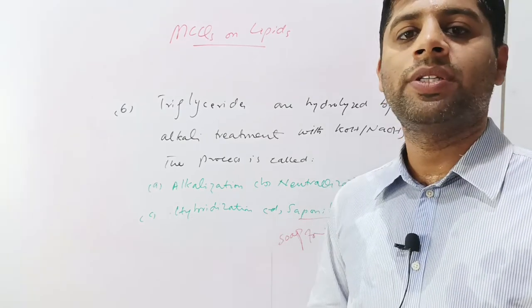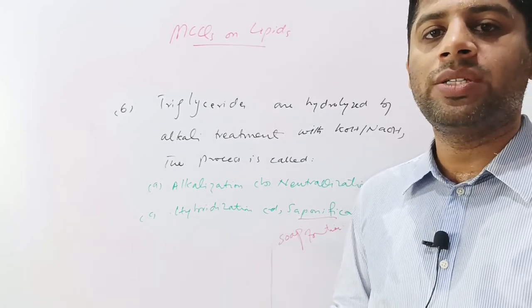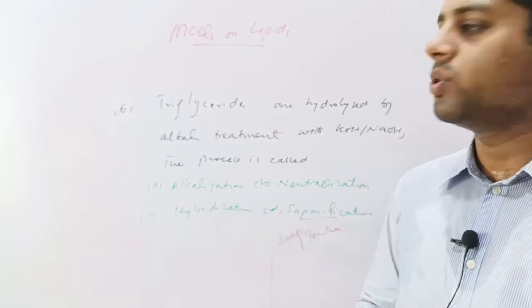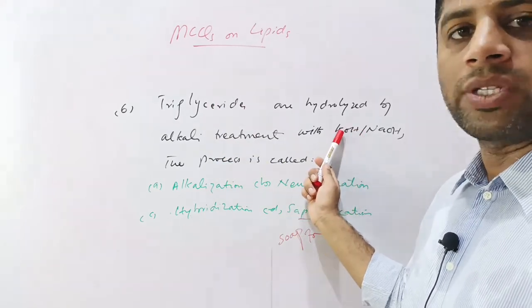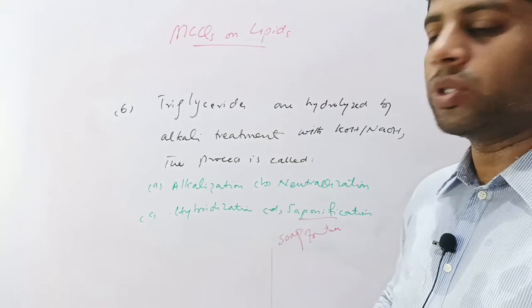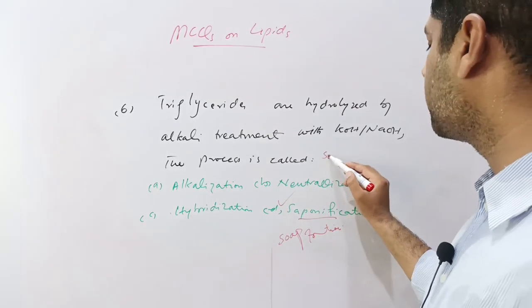In case of soap formation, the triglycerides are used and the alkalis are added to these triglycerides to hydrolyze them, and then soaps are formed. So this process, in which alkalis, sodium hydroxide and potassium hydroxide, are added to triglycerides, is the formation of soap. This is called saponification. The option D is correct: saponification or soap formation.